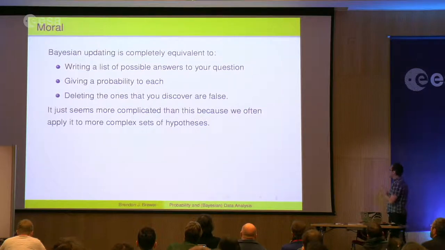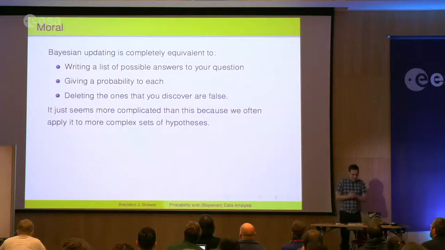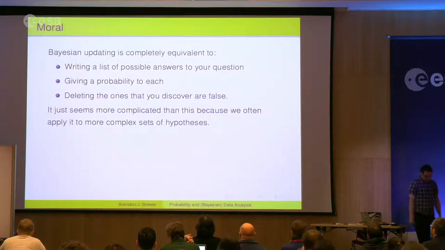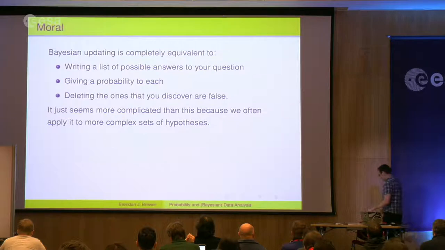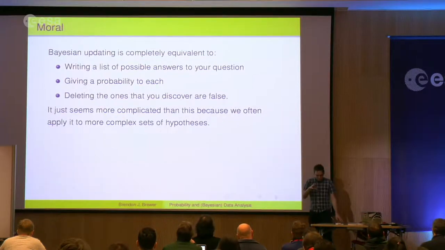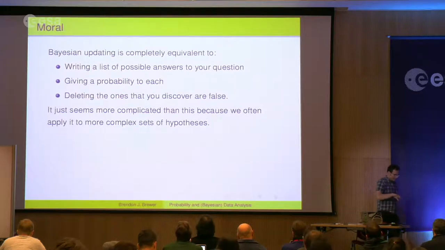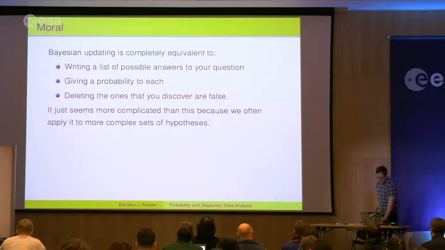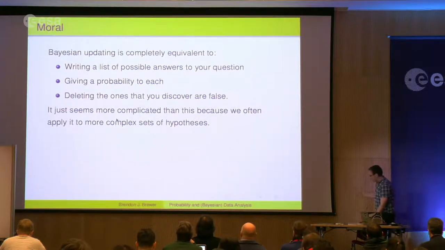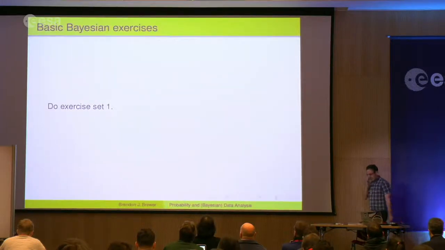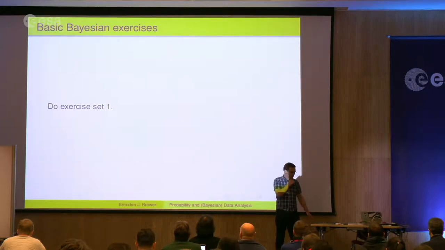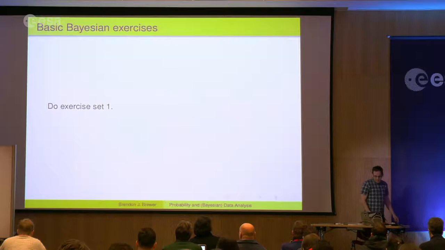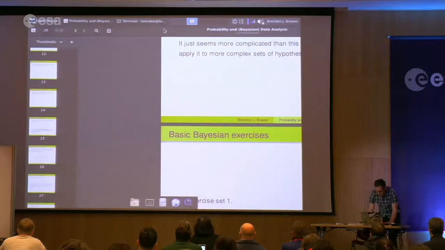Okay, so the moral of that story was that what we're implementing with Bayesian statistics is we're writing down a bunch of assumptions about what hypotheses we're considering and how likely they all are, and then deleting the ones that aren't true and maintaining what's remaining, that's all. It just can seem more complicated because we have complex sets of hypotheses, more complicated than just two or four, as in this problem. So that's the end of the first lecture, or semi-lecture, if you want to think of it that way. I've got a set of questions.